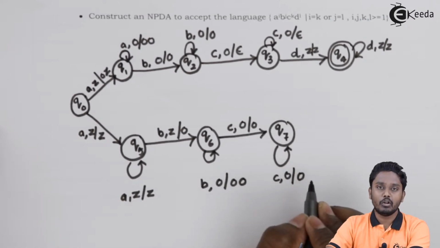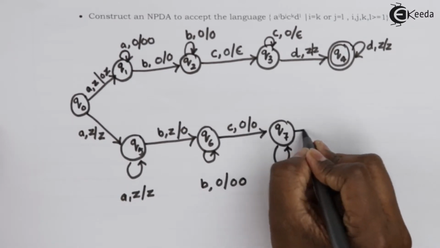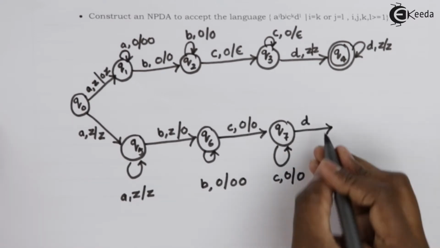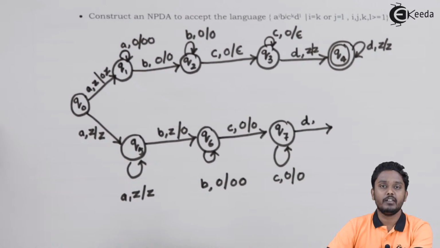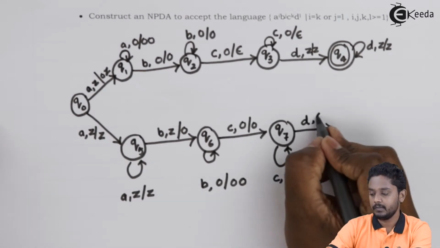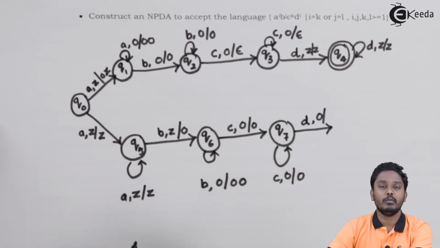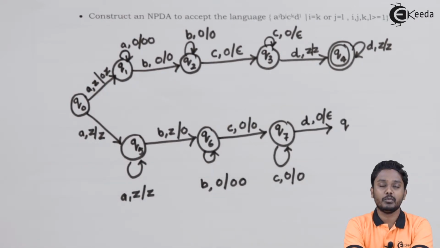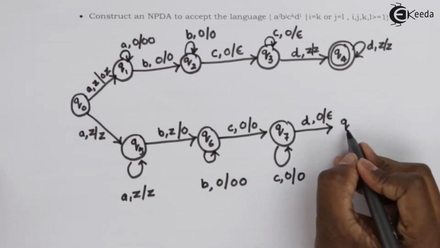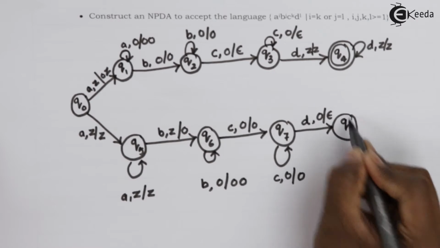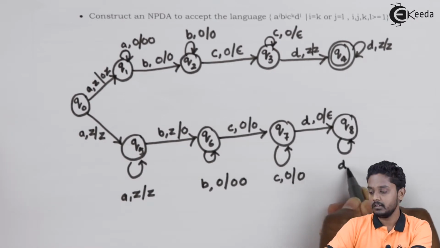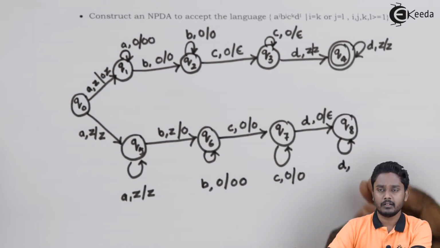Now we need to count all the D's. D with 0 as the top of the stack, we have to continuously pop it off. For all remaining D's, we need to put a loop. So we'll use one more new state. With every D, 0 as the top of the stack.